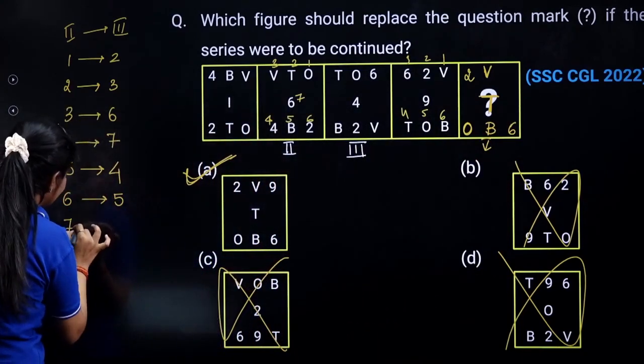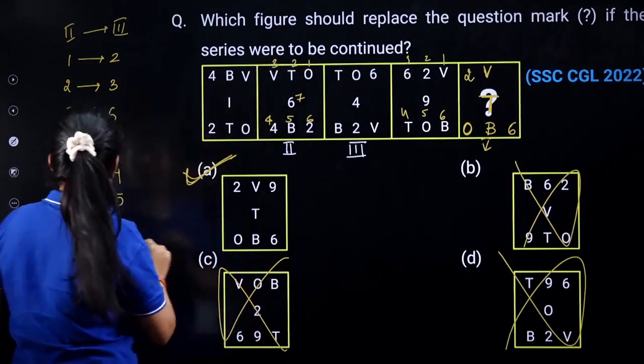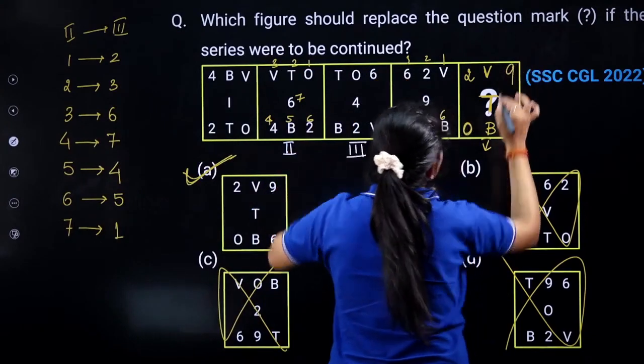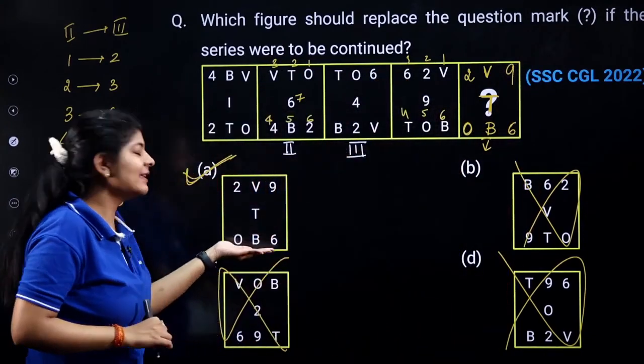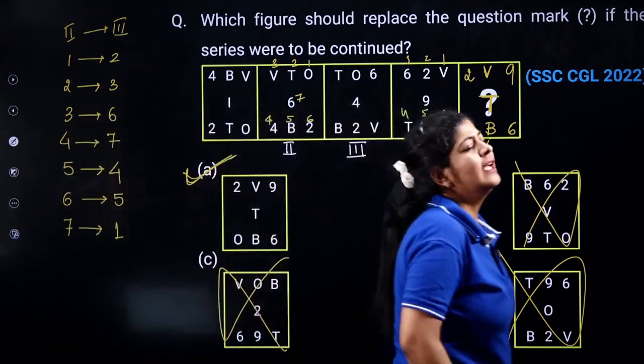And the seventh one. This seventh one is shifted to first position. This seventh one is shifted to this position. Are we getting our answer? Yes. So the correct answer over here is your option number A.